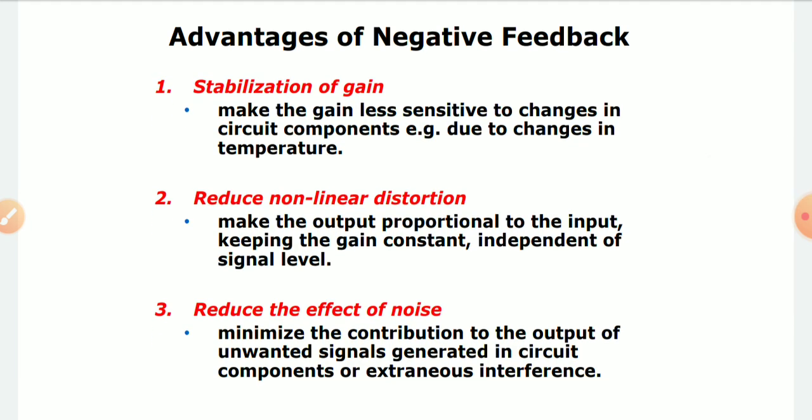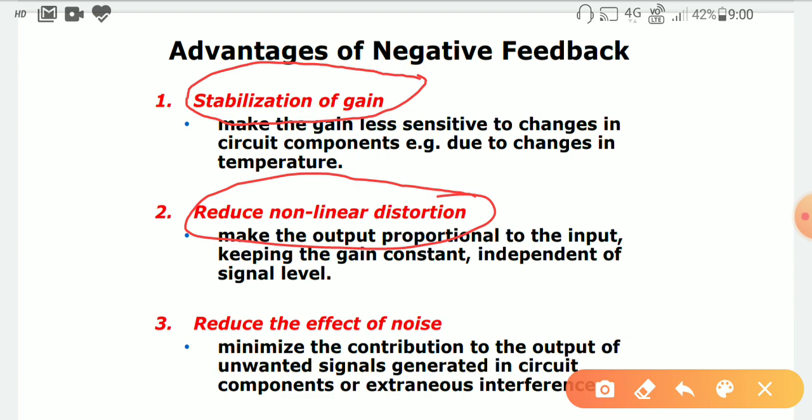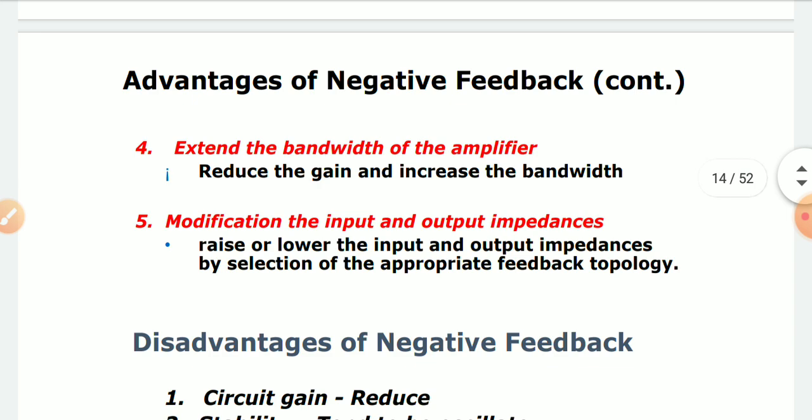Advantages of negative feedback: this is stabilization of gain. That means it maintains the same gain. It reduces the non-linear distortion. That means if any distortion occurs, negative feedback can reduce it to a little or most extent. It reduces the effect of noise and extends the bandwidth of the amplifier.